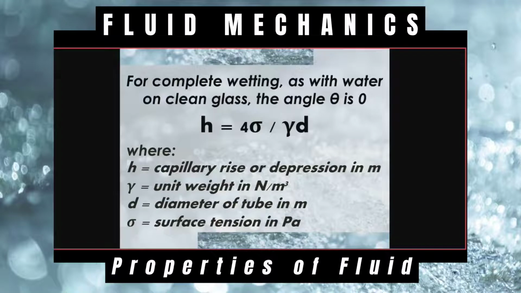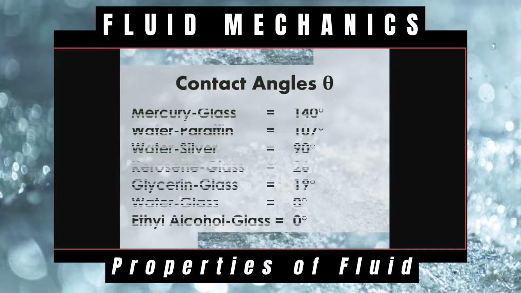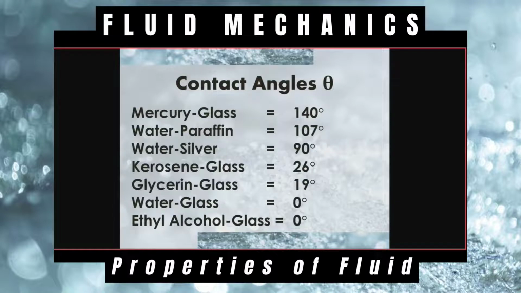Okay? Since we're talking about yung mga angles sa tubes, meron tayong mga contact angles na theta na given na, ng usual materials that we use sa mga laboratory, sa mga testing centers, para sa computation natin sa capillary. Kapag mercury glass, that is 140 degrees. Kapag water paraffin, yung ating contact angle, that is 107 degrees. Kapag water silver, 90 degrees yon. Kapag kerosene glass, 26 degrees. Kapag glycerin glass, 19 degrees. Kapag water glass, tsaka ethyl alcohol glass, 0 degrees.